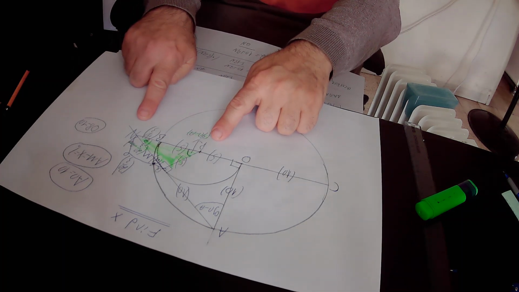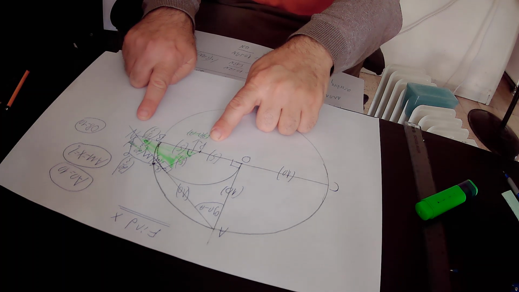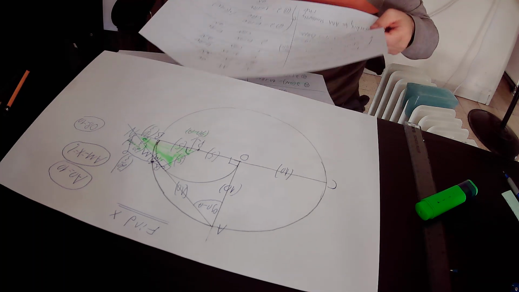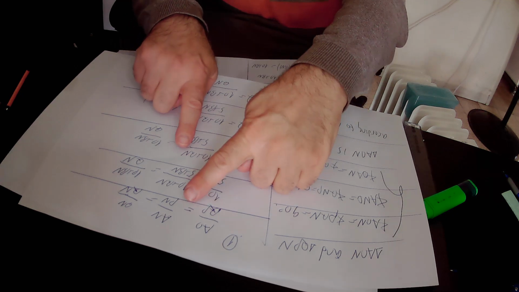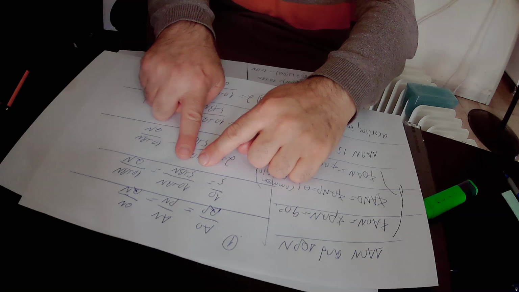PN in total equals PB plus BN. That is to say, PN equals PB, that is 5, plus BN. So in total, PN equals 5 plus BN. Repeat again, PN equals 5 plus BN.